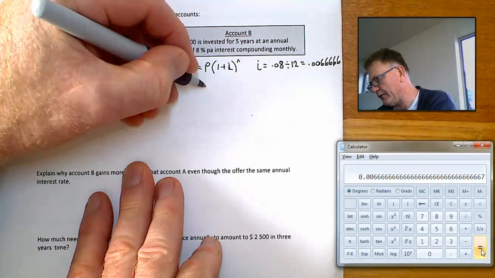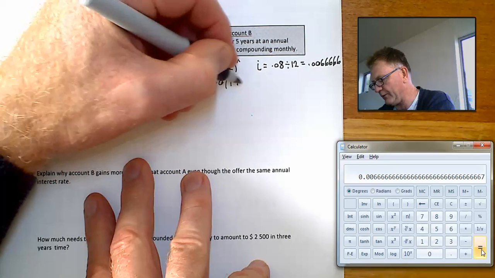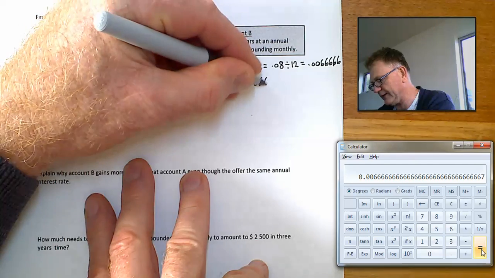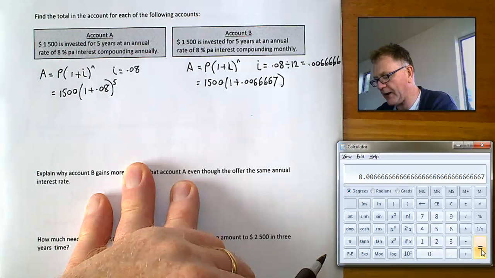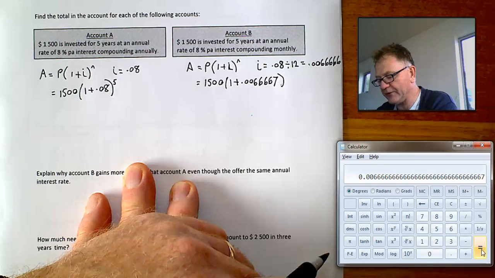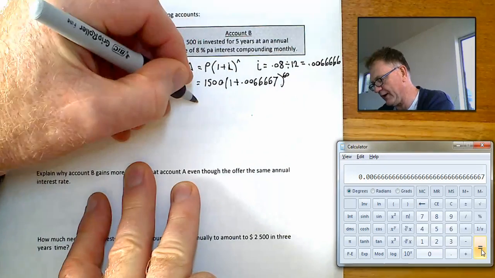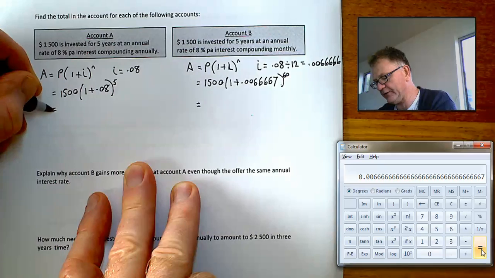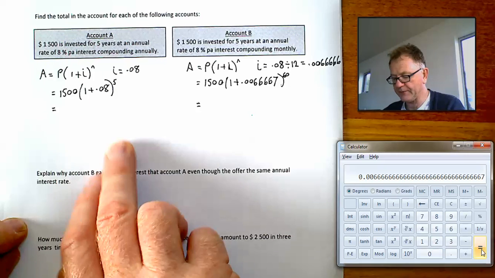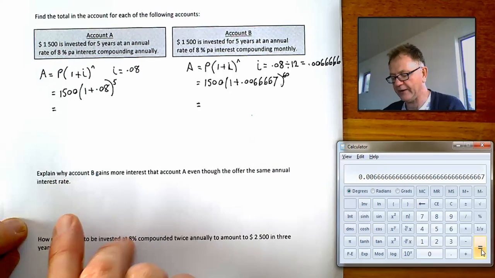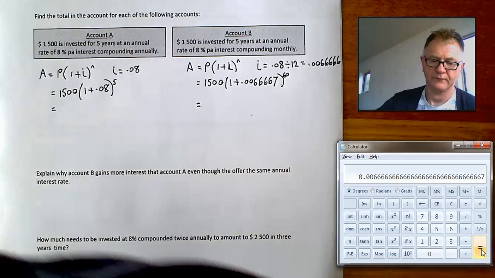Now, over here we've got a similar sort of thing. We've got $1,500. It's invested at 8%, but per month that works out to be 0.0066667, I suppose, rounded up. Raised to the power 5 years of monthly interest. Every month for 5 years, 5 times 12 is 60 times interest will be added. Which account gets the most at the end, and why does it? What I'd like you to do now is maybe pause the recording and work these out and come up with a reason why the two are not the same.